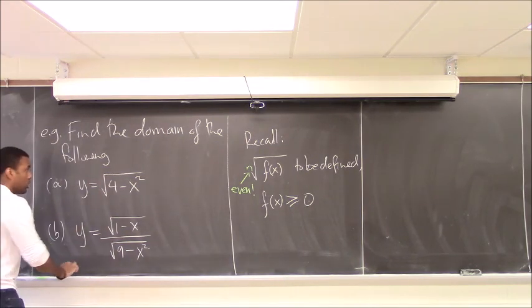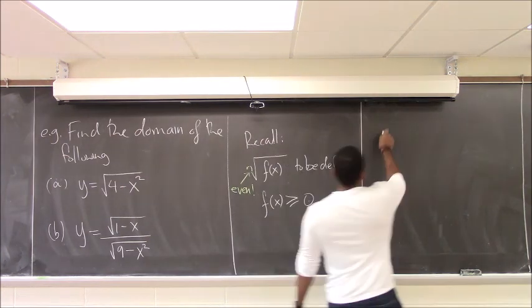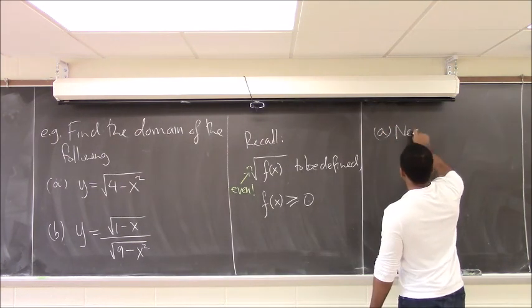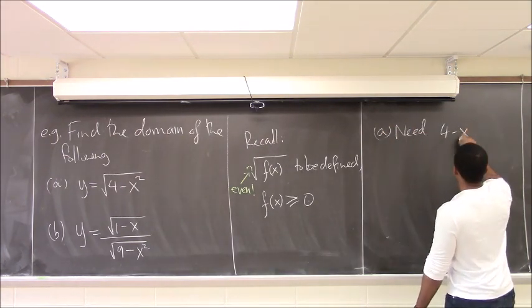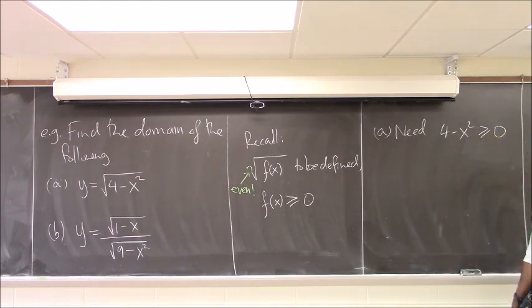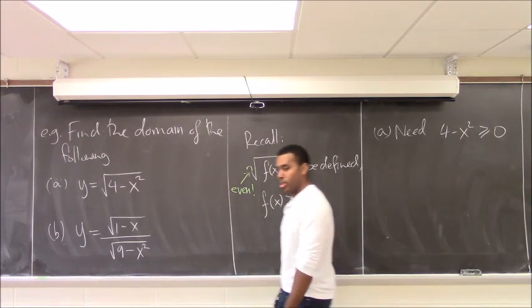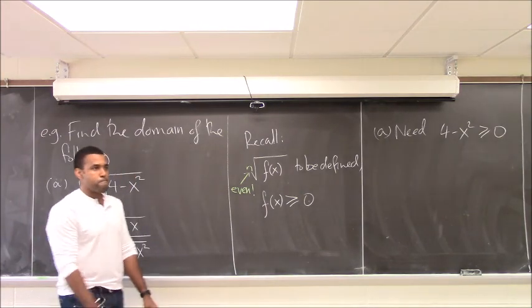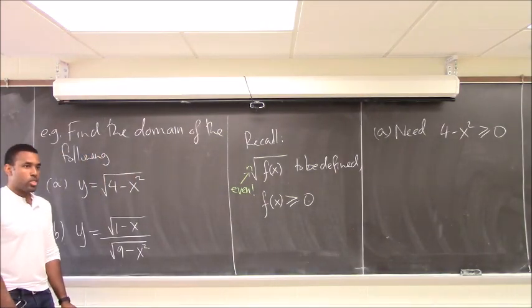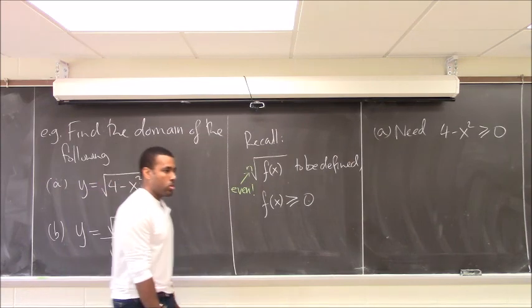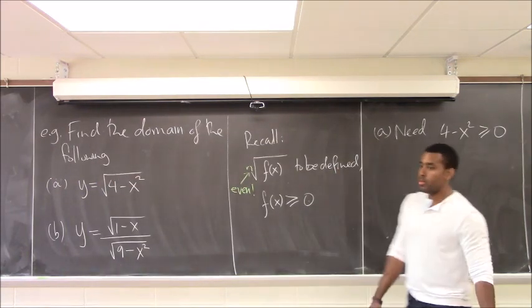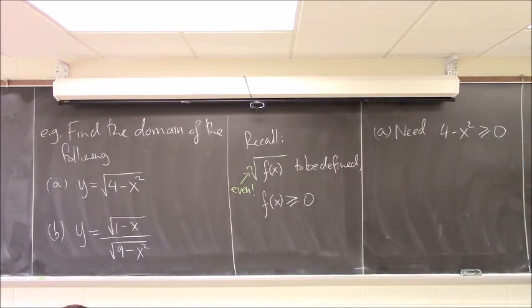Right? So for A, we need that 4 minus x squared must be greater than or equal to 0. Now, does anyone remember how to actually solve the inequality? How would you actually solve that? How do you know when 4 minus x squared is greater than or equal to 0? Solve for it, like you would solve it if it had an equal sign. Right, so you pretend that it's an equal sign for a little while. So pretend that this was 4 minus x squared equals 0. How would you actually solve it if that were the case?